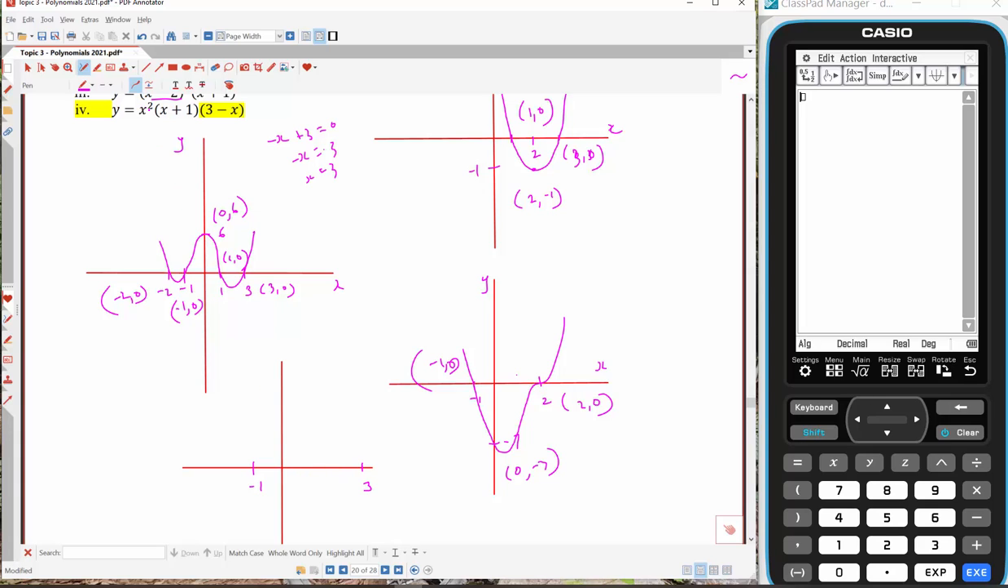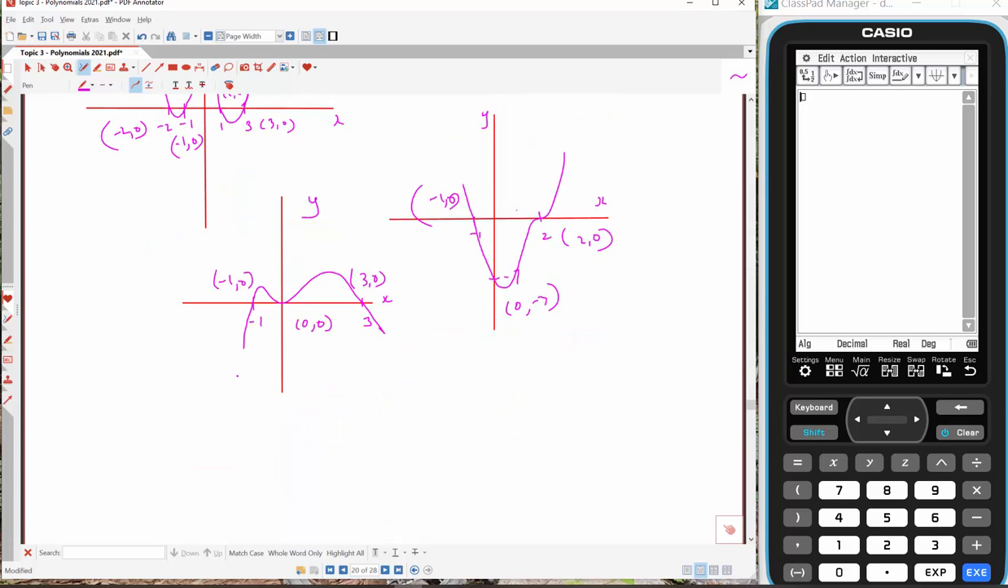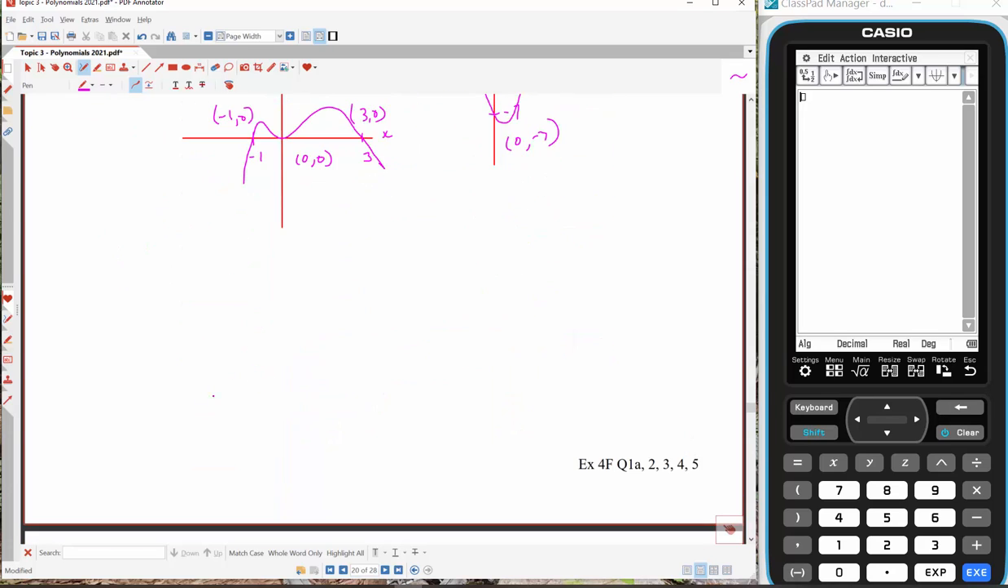The y-intercept, when x is equal to 0, of course, this is the repeated factor, so it bounces there. So the x-intercept is also the y-intercept. Alrighty, so because it's a negative quartic, it's going to start with a positive gradient. So it's going to go up, down, back through again. All right, so there's 4F. Get it done.